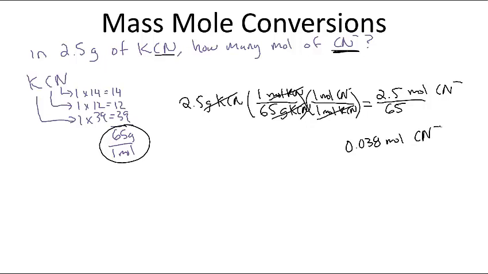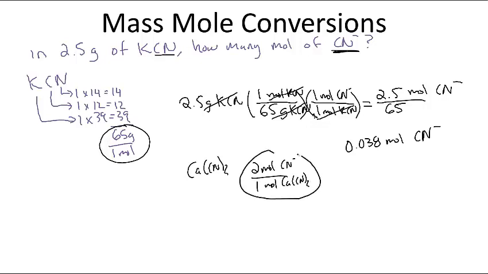Now, if I had something else instead of KCN, say I had CaCN2, well, instead of a 1-to-1 ratio like I have up here, I would have 2 moles of CN minus per 1 mole of CaCN2. Just so you know that for the future. So your number would be double that.